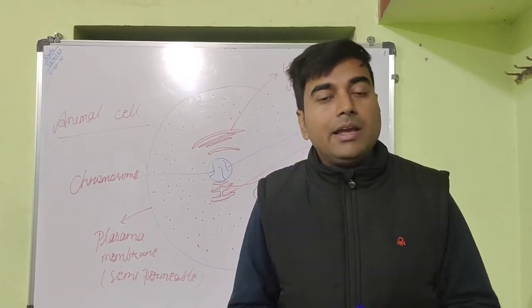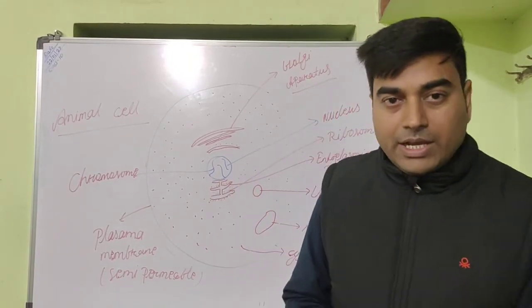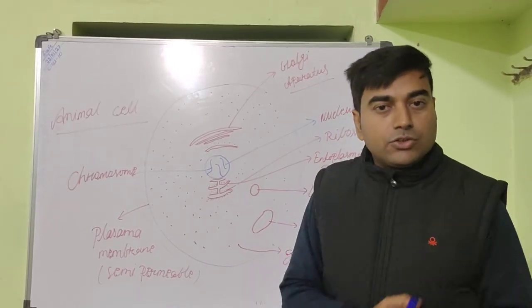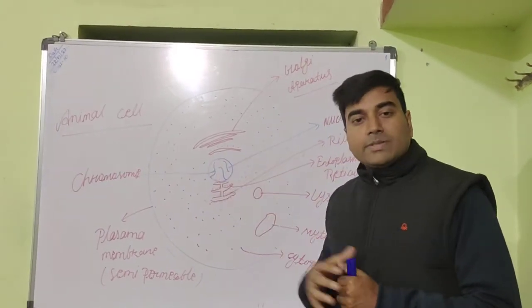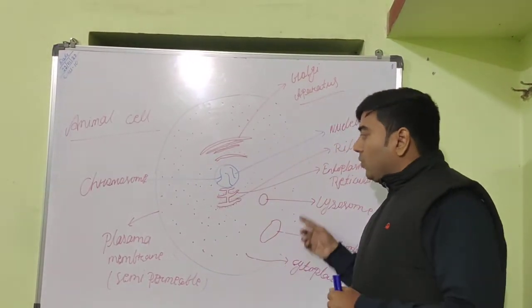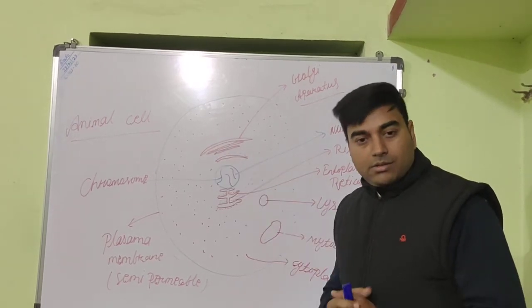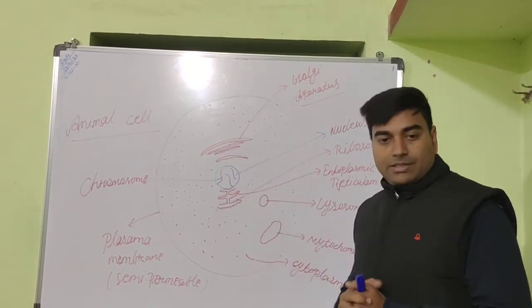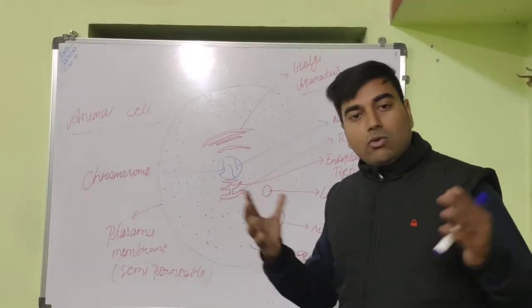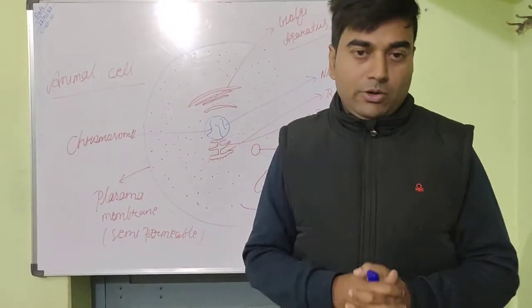So today we are here with a very new topic, a very new concept: the cell. Today we will learn what a cell is, what the definition of a cell is, what the components of a cell are, and what the kinds of cells are. Through these pictures we are going to show you the work of all the organelles present inside the cells, what the components are, what the work of these components is, and how they work. All these things we are going to tell you in this video.